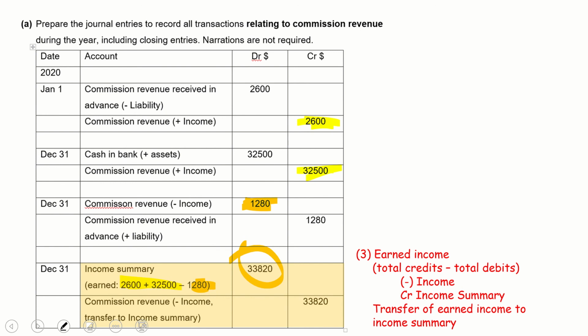Just a reminder to us, what is a transfer of amount to income summary for? When you do that, you are actually transferring the earned income into your income summary, which will eventually go to your statement of financial performance. So here we are. You have the journal entries. Do you understand them? If you did not, please go back and review this video again.